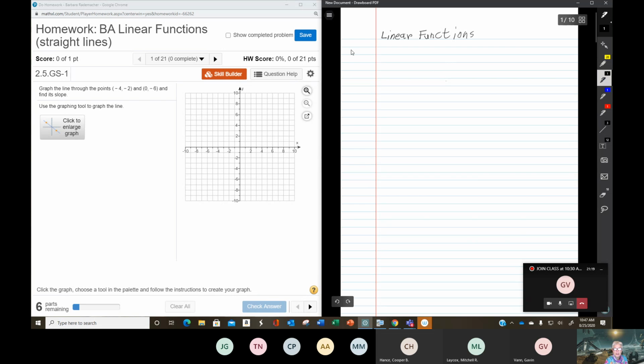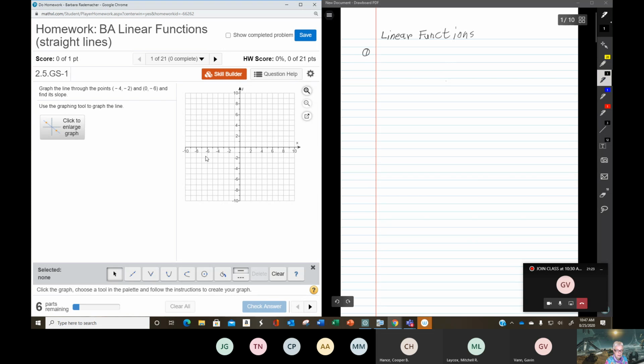Okay, so number one, we're being asked to graph. Oh, good. Just found out my stylus will work on there, just like my mouse. Okay, so anyway, back here, we're being asked to graph a line that goes through -4, -2, and 0, -6.